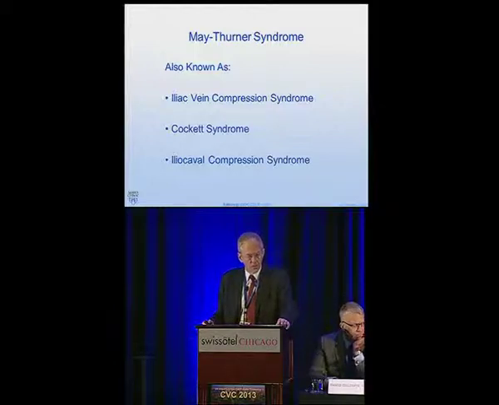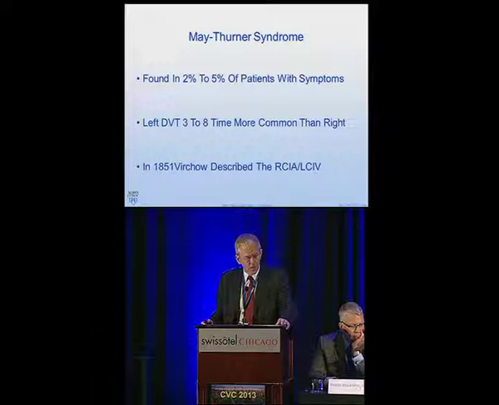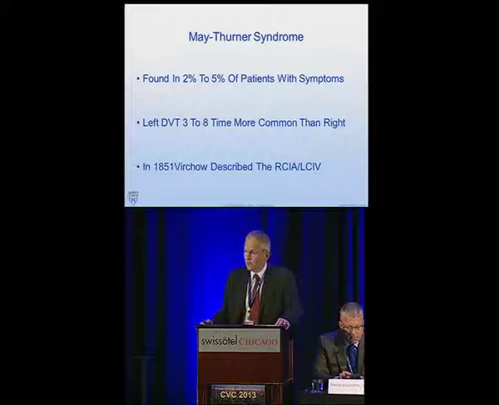Other names that have been associated with it may include subsequent thrombosis. But it is an underestimated condition because it's probably a normal variant. It is probably the reason that we have a higher incidence of deep venous thrombosis on the left side than we do on the right side. And this was actually, as an entity, first described in the literature in 1851.